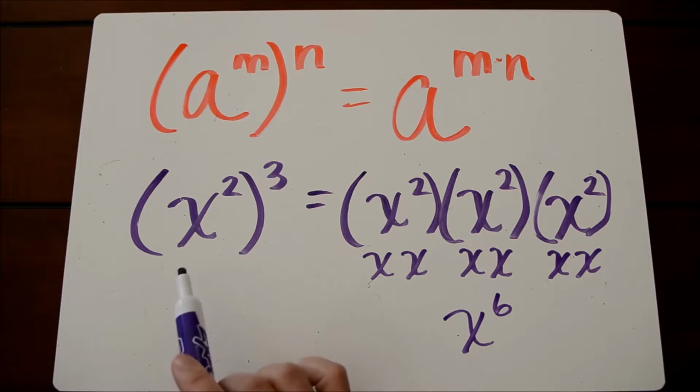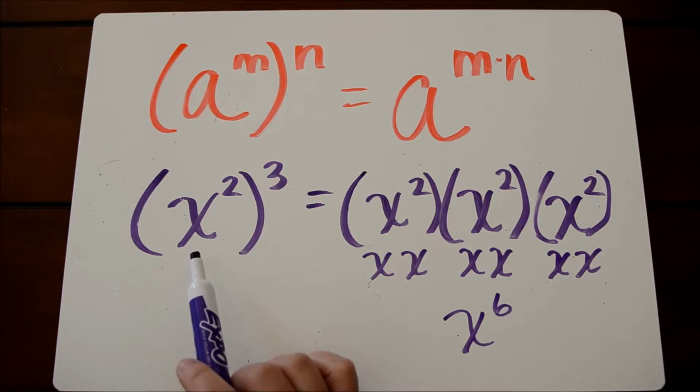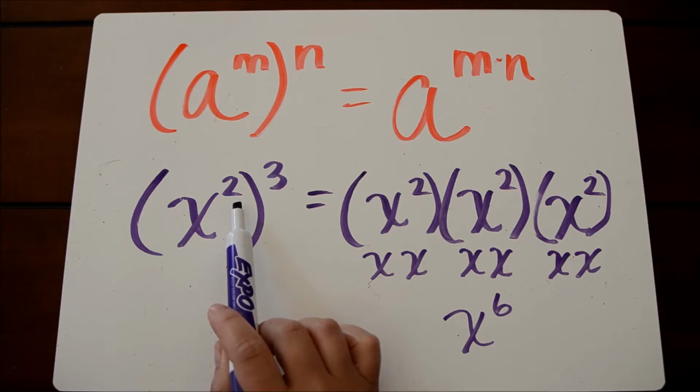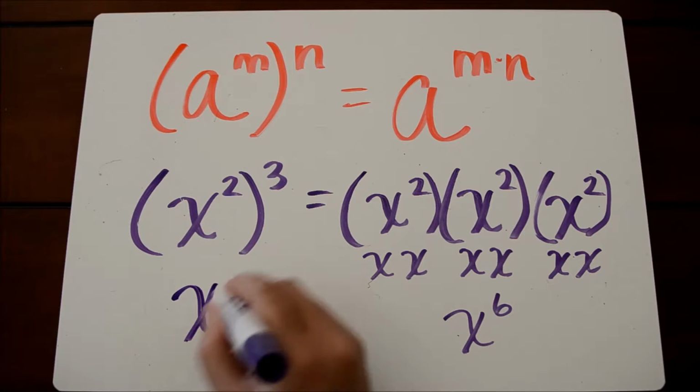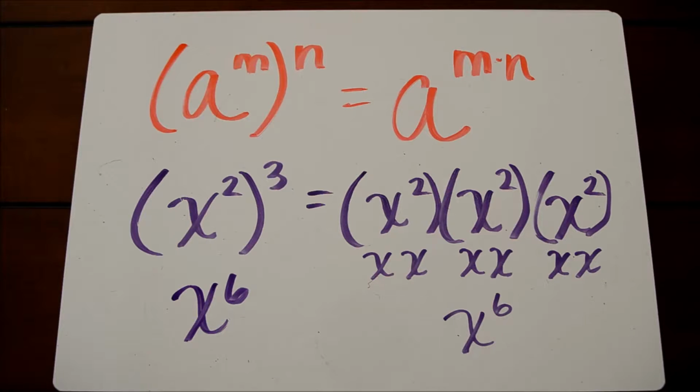But if we understood the power of a power law, we could have just multiplied the exponents. Here we have x squared cubed, and 2 times 3 would have been x to the sixth power. Let's take a look at another example.